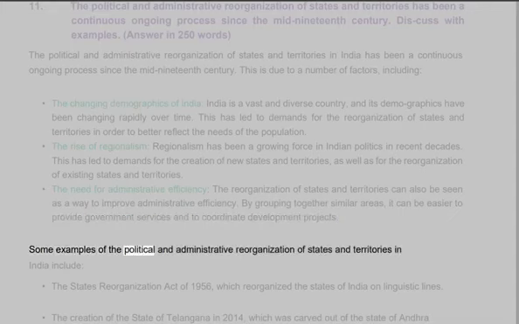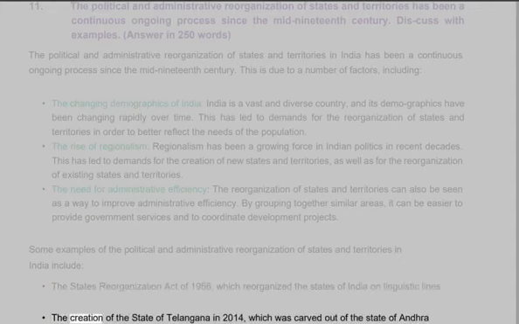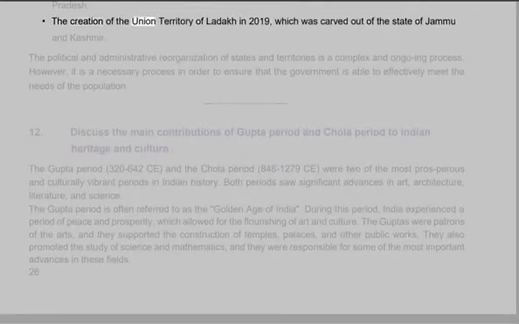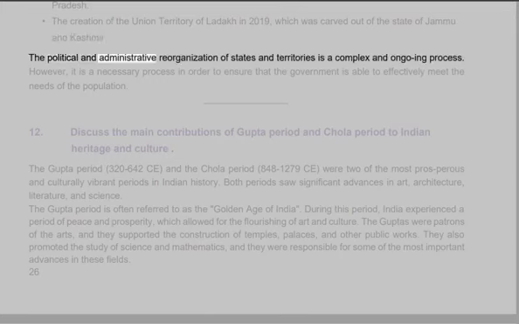Some examples of the political and administrative reorganization of states and territories in India include the States Reorganization Act of 1956, which reorganized the states of India on linguistic lines. The creation of the state of Telangana in 2014, which was carved out of the state of Andhra Pradesh. The creation of the Union Territory of Ladakh in 2019, which was carved out of the state of Jammu and Kashmir.